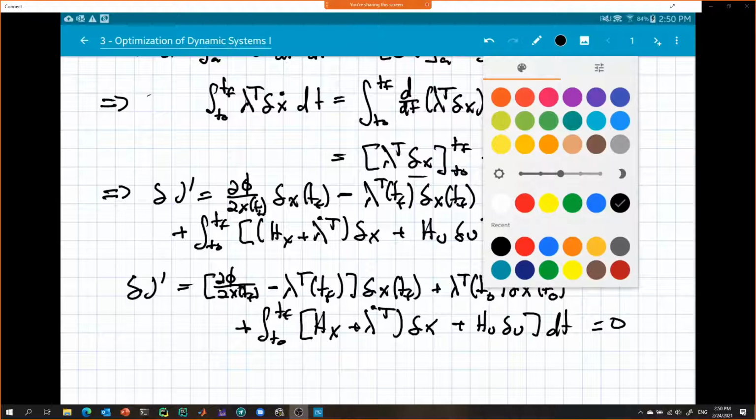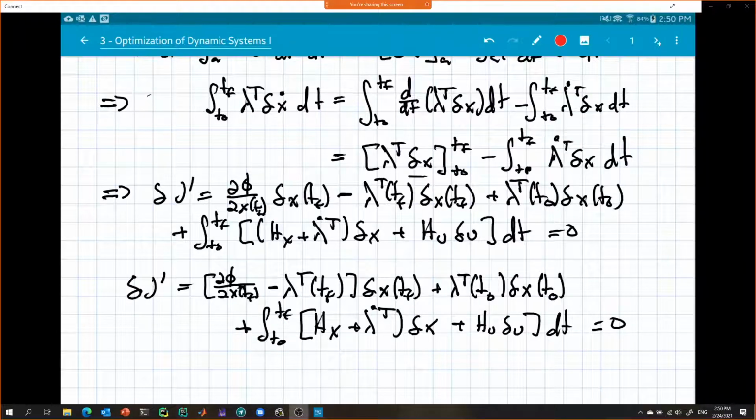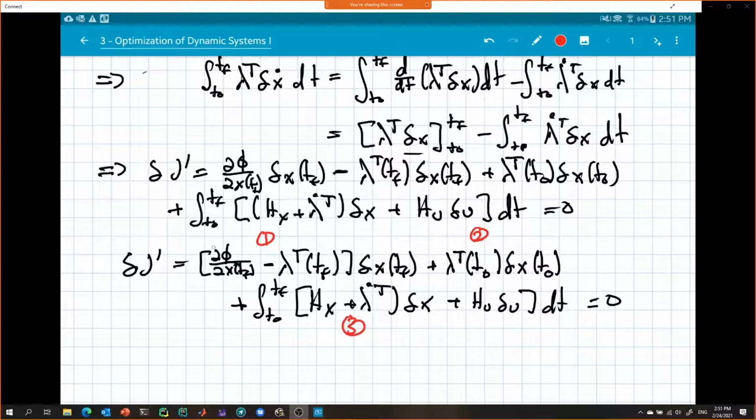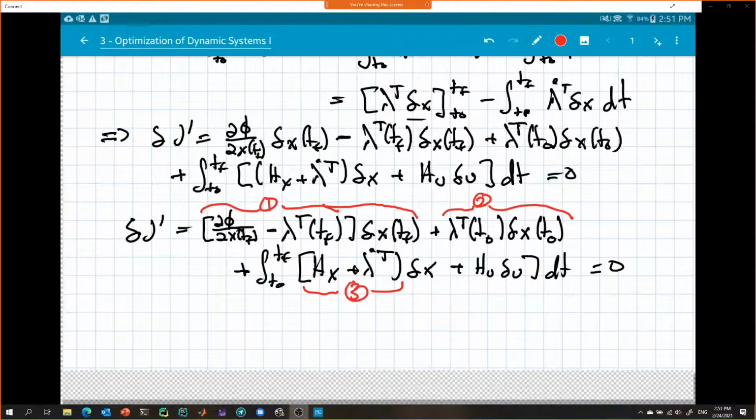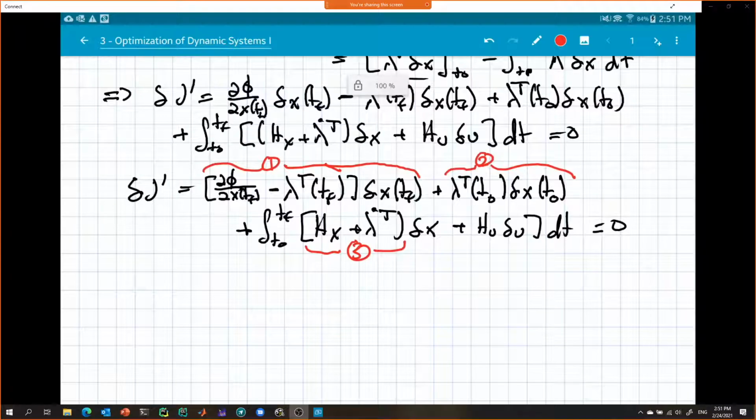So this is a little lot here, but let's break it up into terms and deal with each separately. Because the goal is to make it so that the variation in J prime is 0 for any variation in x and any variation in u. So let's take these 3 terms. So this is the first one. This is the second one. Well, let me extend this to here. And then this is the third one. So let's first start with term 2.